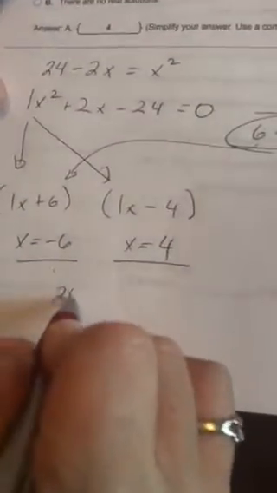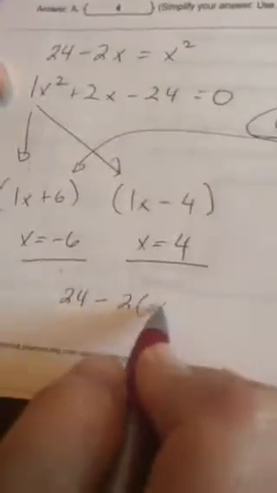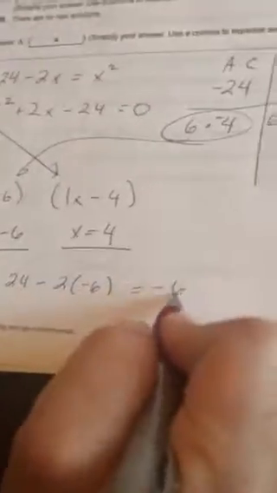So I'm just going to check it really quickly and put it in. So if I have 24 minus 2 times negative 6 equals negative 6, the square root, we have to try that. Negative 2 times negative 6 is negative 12, so 24 minus negative 12 equals negative 6, and if you notice, this one does not work. So square root of 12 does not equal negative 6, so that is not true. So this one is not true.